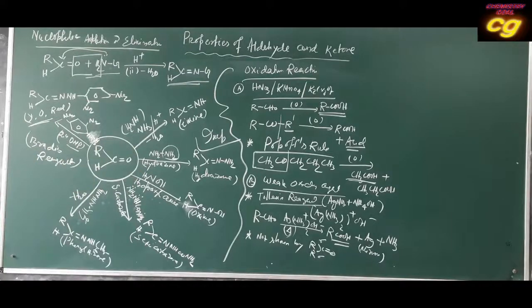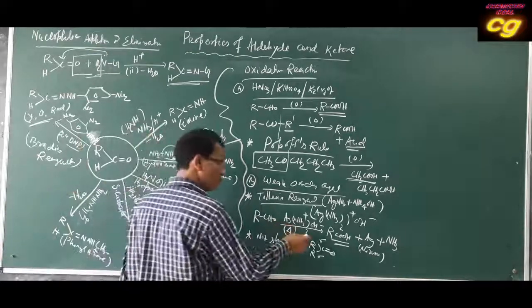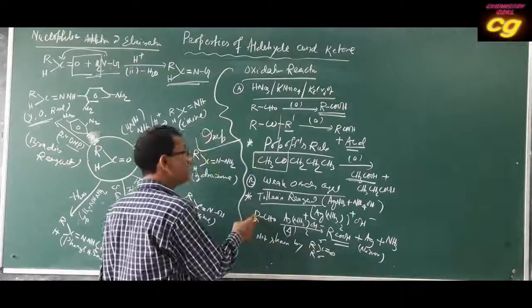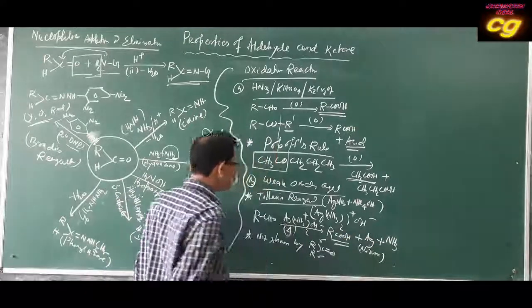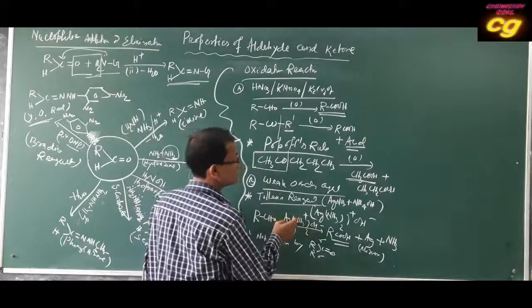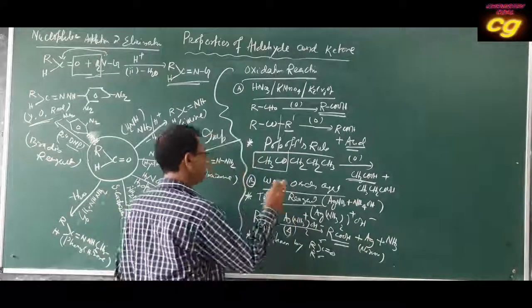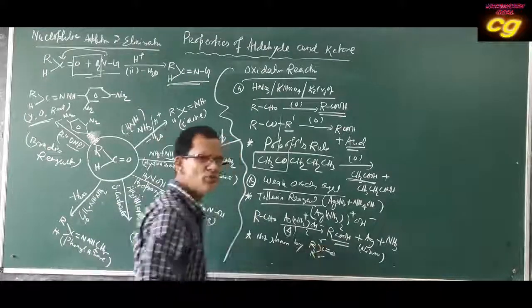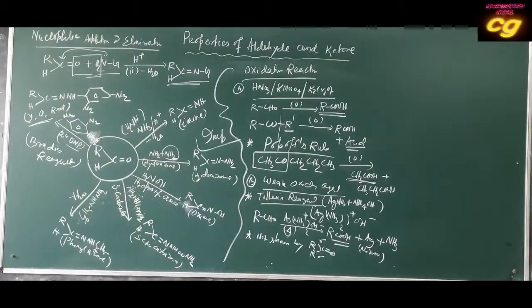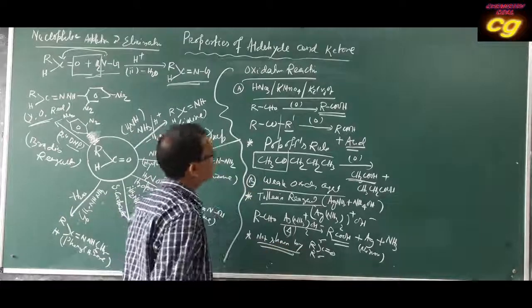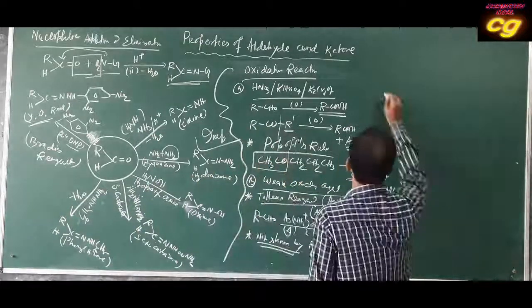Here ketone will not be oxidized by Tollens. Here aldehyde reduces Tollens reagent to silver mirror. We can say in other language that aldehyde reduces Tollens reagent to silver mirror, or Tollens reagent oxidizes aldehyde to the corresponding acid. So in two ways you can describe the reaction of Tollens reagent and aldehyde, but ketone does not show this test. Then what are the other oxidation reactions?